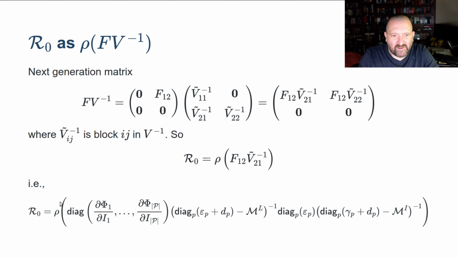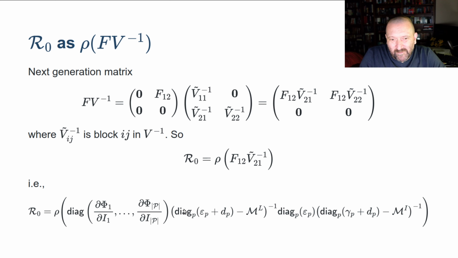So R0 is this not very nice expression, a diagonal matrix of the derivatives of incidence with respect to the various infected compartments evaluated at the disease free. Remember, I haven't really written it here, but these are evaluated at the disease free, times the inverse of this matrix, etc. Let me point out that this matrix that we get here can be quite a handful.